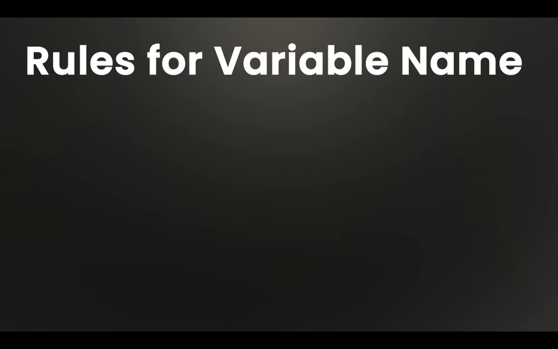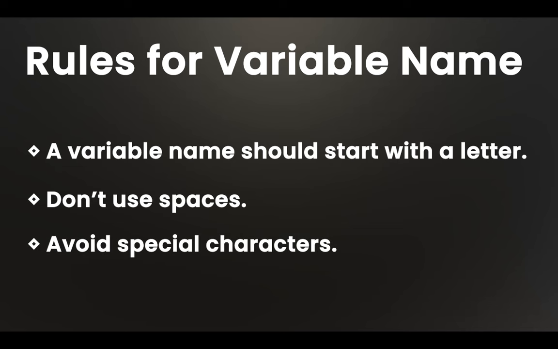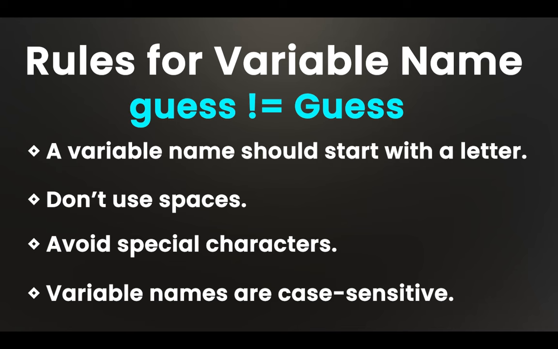Have a look at the rules for declaring variables. A variable name should start with a letter and should be descriptive. Don't use spaces. If you need multiple words, use camel case or underscores. Avoid special characters, except for underscores. Variable names are case sensitive. Guess and guess are different.